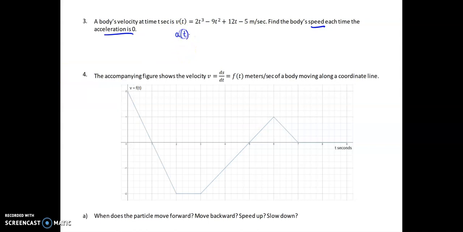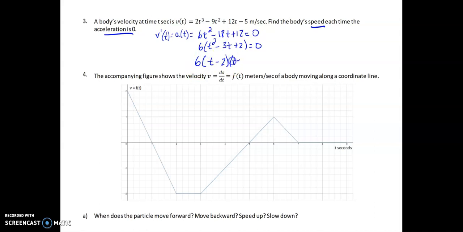To get acceleration, we're going to take the derivative of the velocity. Our acceleration is 6t^2 - 18t + 12. We've got to figure out when acceleration is equal to 0. So let's solve this. We can factor out a 6, and this happens at t = 1 and t = 2 seconds.